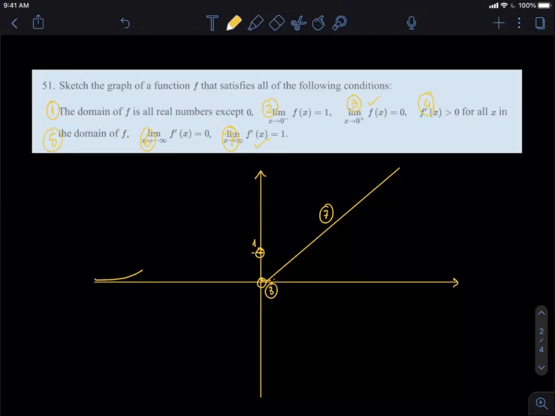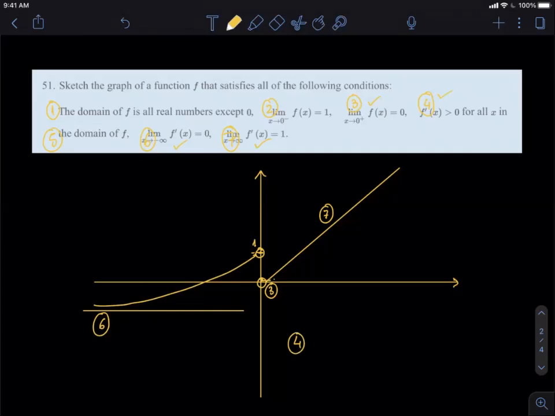Then we need to make sure that on the other side we arrive to 1. We do it with positive slope, and as we go towards the left, towards negative infinity, the slope becomes flatter and flatter. So that will be condition 6. Condition 4 is satisfied because the tangent is always increasing. It has a positive slope.